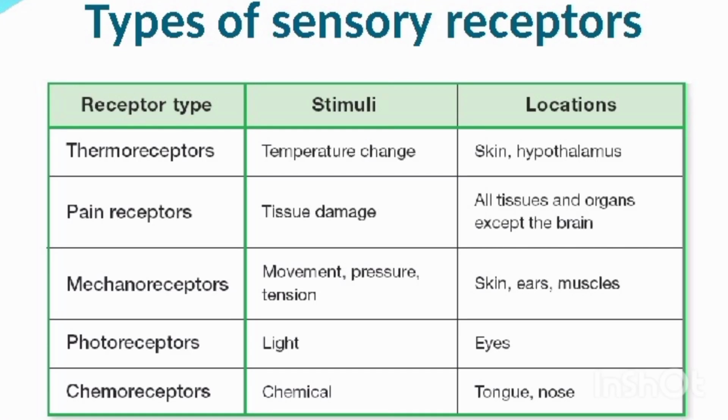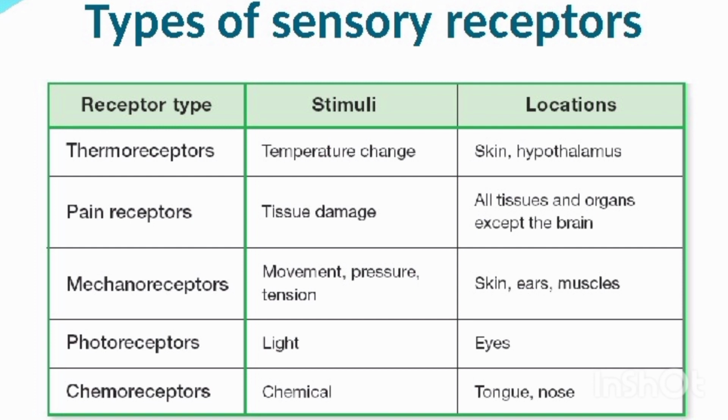Today we will discuss receptors. If we say receptors, they are of various types. They can be thermoreceptor, pain receptor, mechanoreceptor, photoreceptor, and chemoreceptor.